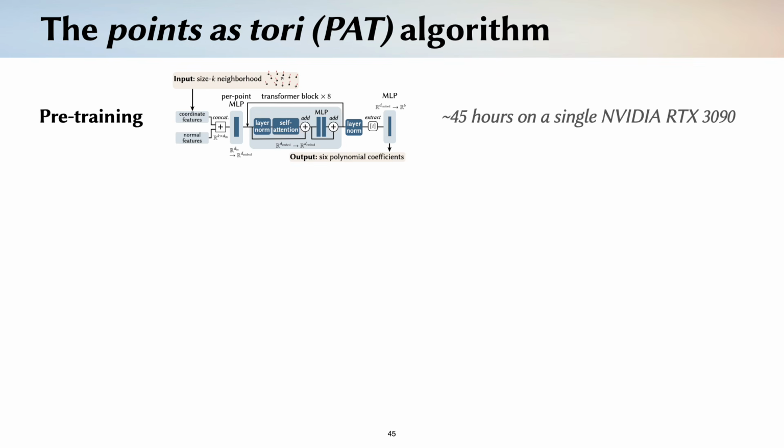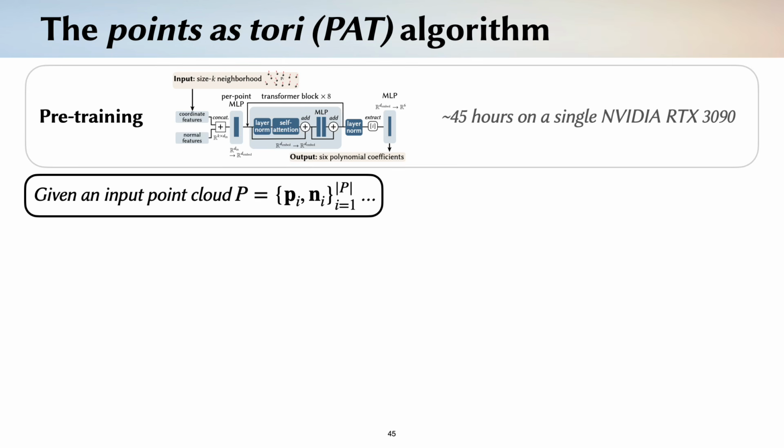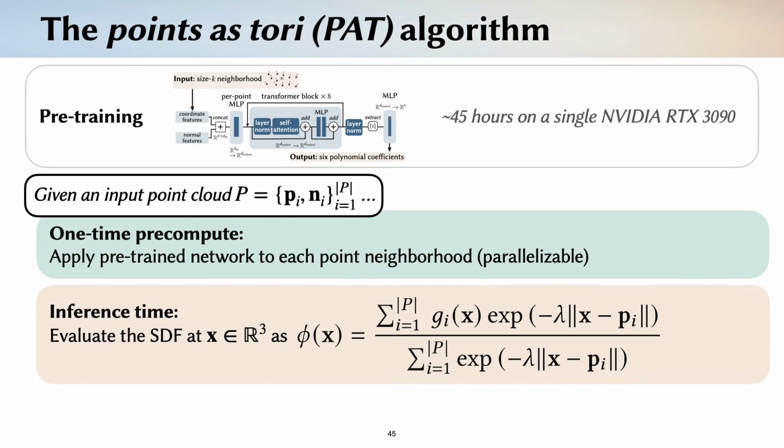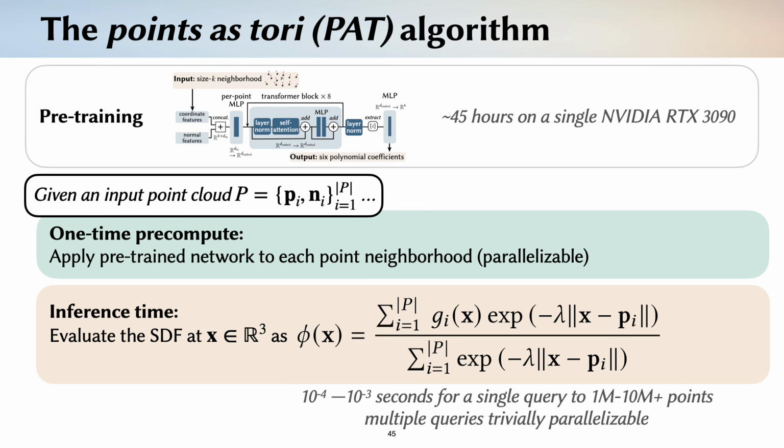In contrast to other neural methods, this network is purely local and needs to be pre-trained only once before you can then apply it to any input. So for a given point cloud, we first fit tori by applying the network. The final SDF is obtained using the simple analytical formula, so queries are fast and multiple queries are easily parallelizable.